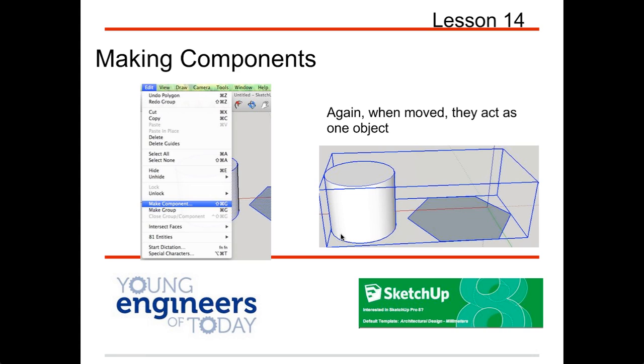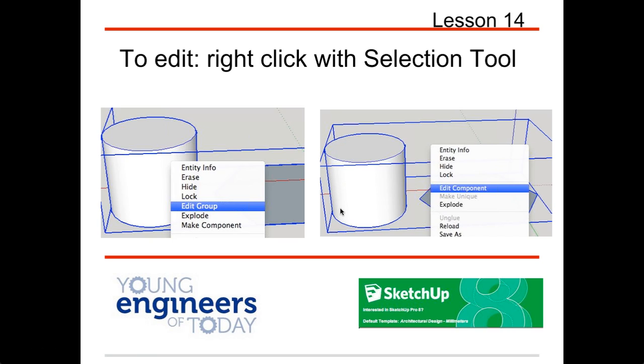Making a component is really similar. You use the selection tool again and drag the blue box over to select the items you want to make into a component. You can choose just one or multiple, and then Edit, Make Component. And they act really similarly to a group. When you click to move them, they just move as one and you can't edit them. Well, you can't edit them automatically. In order to edit them, you have to right-click with the selection tool and hit Edit Group or Edit Component. And that's where the difference comes in.